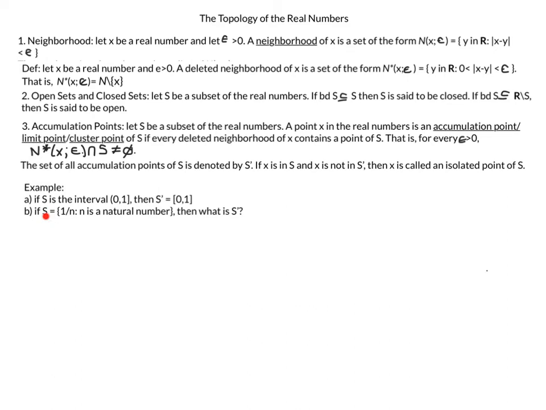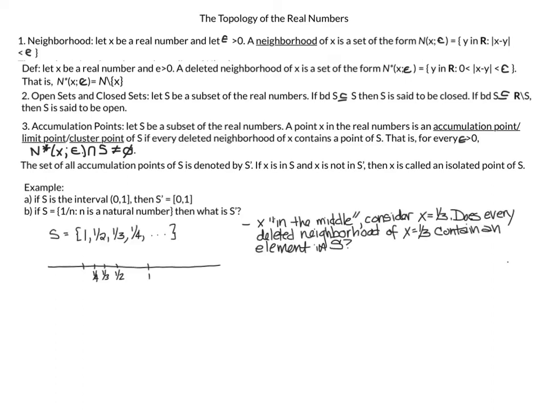So now let's consider S equals 1 over n, where n is a natural number. What is S prime? I can write out some elements of S. I have 1, 1/2, 1/3, 1/4, etc. So these are discrete points. And now I can ask, what are my accumulation points? So first I'm going to look at x in the middle. So consider x equals 1/3. Does every deleted neighborhood of x equals 1/3 contain an element in S?